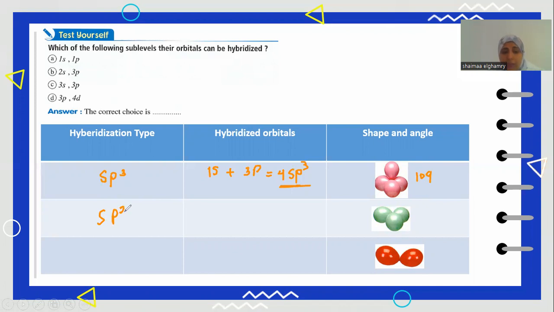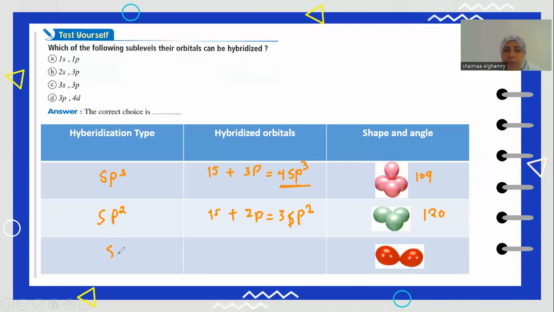sp2 hybridization. The hybridized orbital, 1 orbital of S and 2 orbitals of P, resulting in 3 orbitals, all of them have the same name, which is sp2. It takes the shape of a planar triangle, and the angle between them is 120.